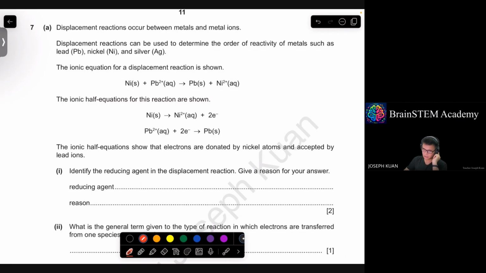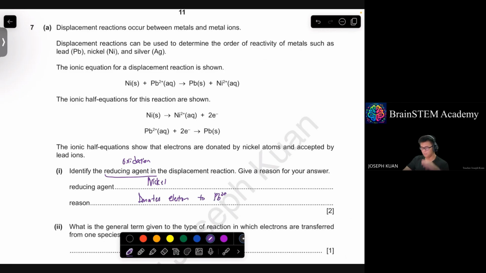Identify the reducing agent in the displacement reaction. Give a reason for your answer. A reducing agent undergoes oxidation by itself. So this substance, right, should be nickel, as it donates electrons to lead-2 ions.